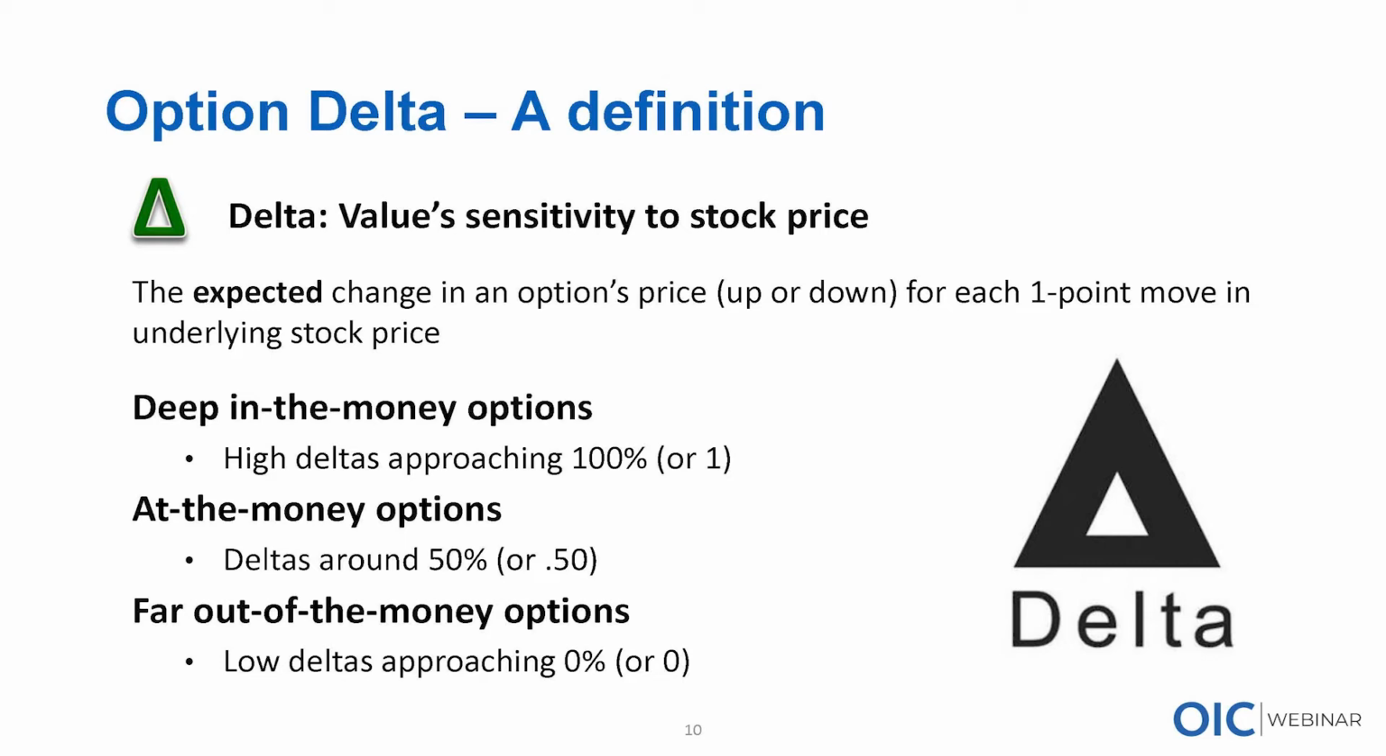Now, far out of the money options have very low deltas approaching 0. So if we are looking at a 200 strike call with the stock trading at 100, and let's say that stock goes to 101. Well, if that stock goes to 101, then that option theoretically really isn't going to change that much, okay? It's still going to be $99 out of the money. Stock could go to 102, and it's probably not going to change that much. So that option needs a big movement in the underlying for it to start taking on some value.